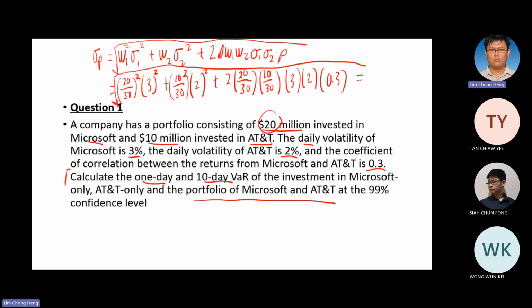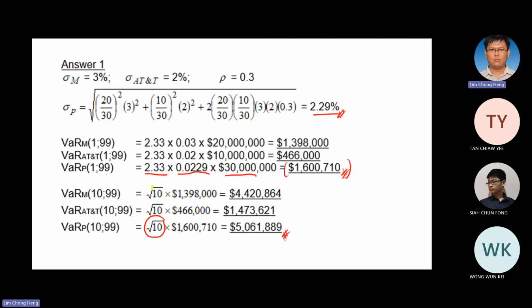Okay, question 1, they give you the daily volatility of AT&T and the daily volatility of Microsoft. I mean, it's 1 day volatility. And then the question asks you to find the 1 day VaR. Okay, and then from 1 day VaR, you can convert to 10 day VaR by using the square root of 10. So this is question number 1.